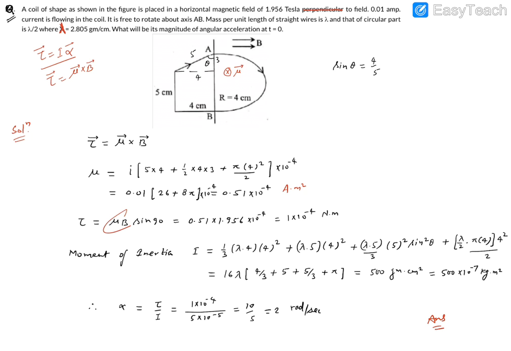Tau is equal to mu B sine theta. Theta is the angle between mu and B. You see they are initially perpendicular to each other, so 90 degrees. Sine 90 is 1, so it's going to be mu into B. B is known to us. Mu we have calculated. When we multiply the two, we will get this number, that means 10 raised to power minus 4 Newton meter. That's the torque. So we have handled this torque value.